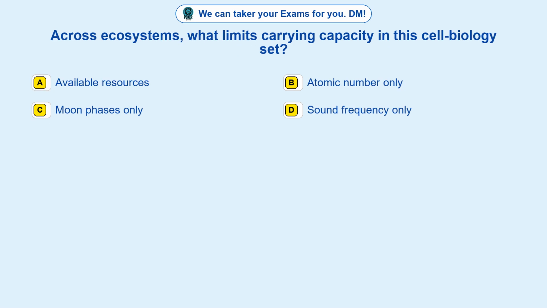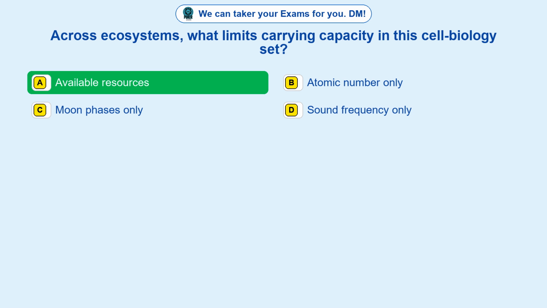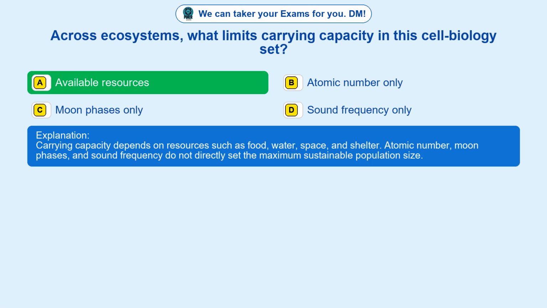Question 29. Across ecosystems, what limits carrying capacity in this cell biology set? Option A, available resources. Option B, atomic number only. Option C, moon phases only. Option D, sound frequency only. The correct answer is option A, available resources. Carrying capacity depends on resources such as food, water, space, and shelter. Atomic number, moon phases, and sound frequency do not directly set the maximum sustainable population size.